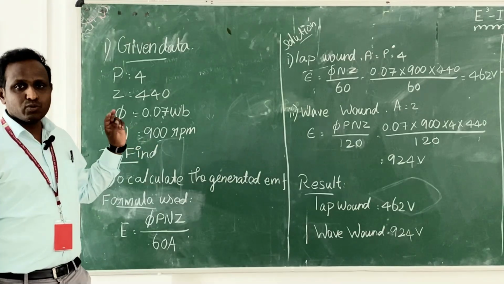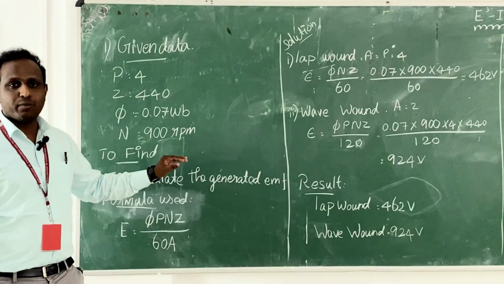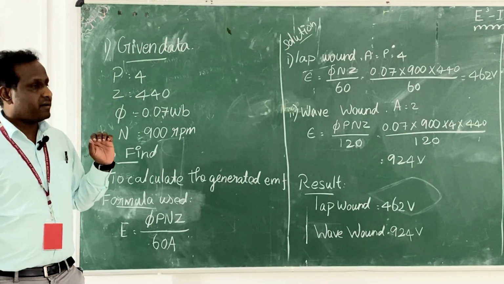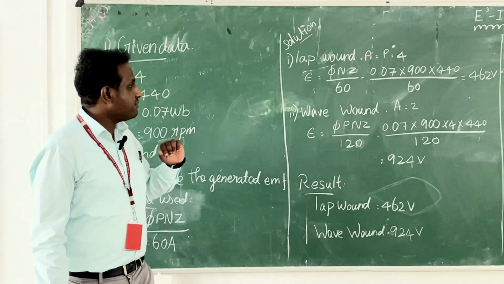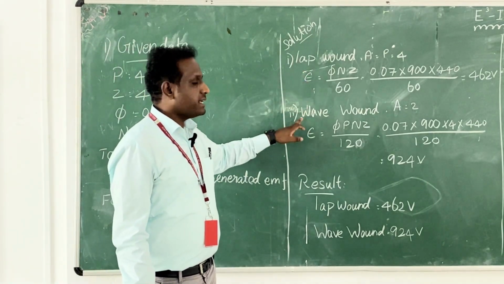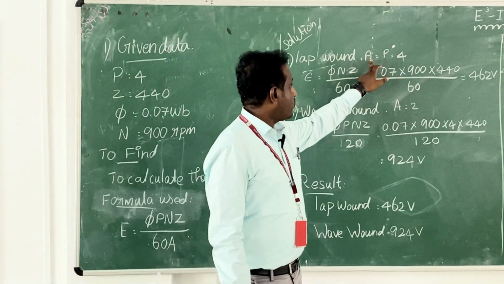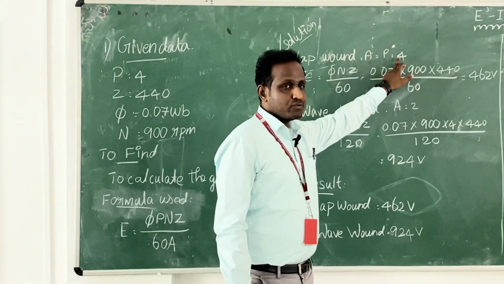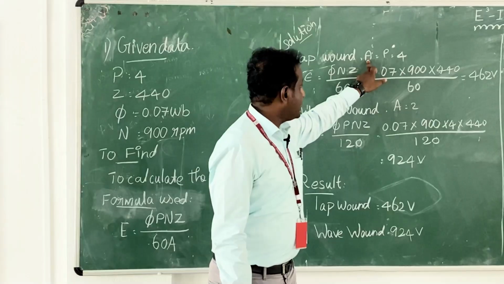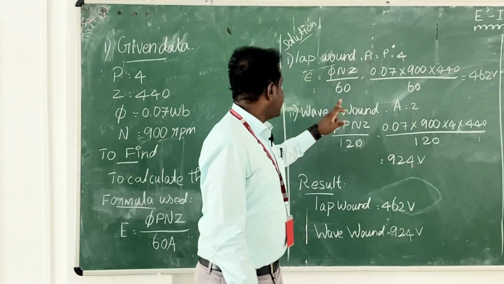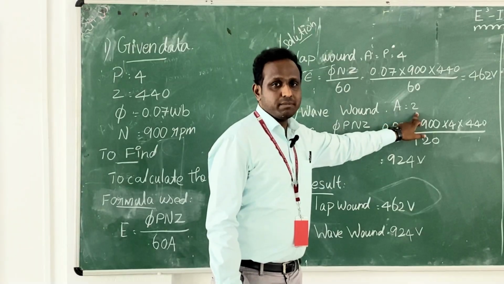There are two conditions at which we need to calculate the generated EMF. It depends upon the connection and the type of winding we are providing, which is divided into lap winding and wave winding. If it is lap winding, A is equal to P, which is given in the problem statement as 4. And if it is wave winding, it is a constant value, A is always 2.